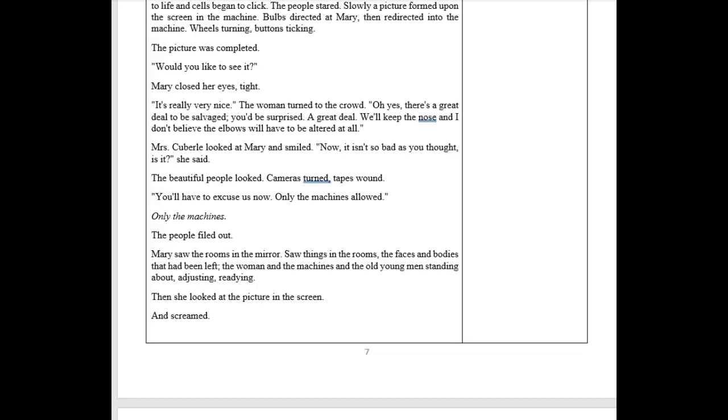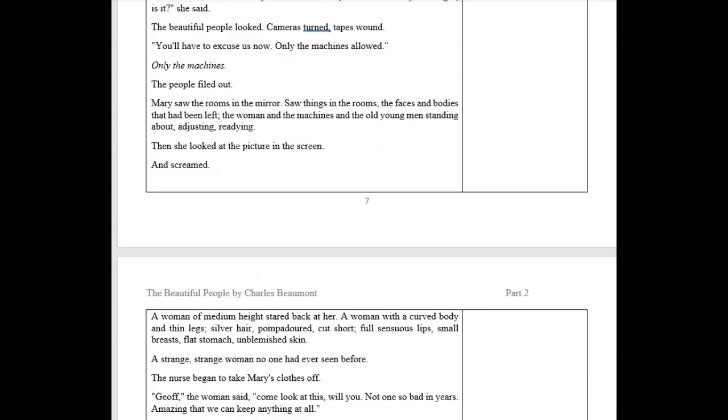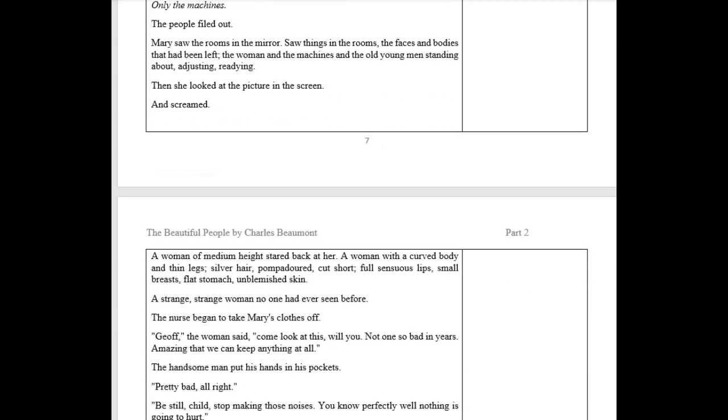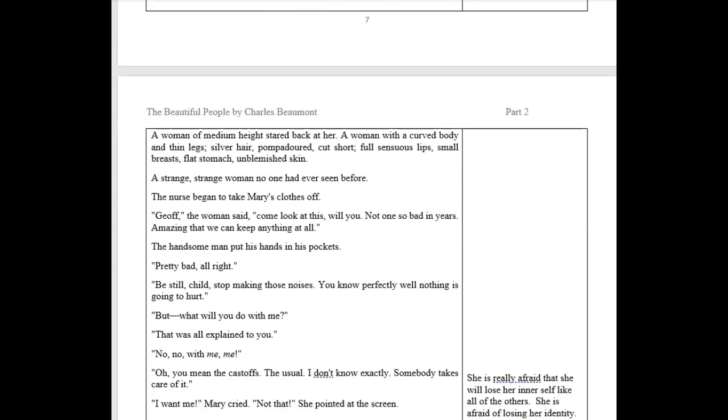Mrs. Cubrel looked at Mary and smiled. Now it isn't so bad as you thought, is it? she said. The beautiful people looked. Cameras turned, tapes wound. You'll have to excuse us now. Only the machines allowed. Only the machines. The people filed out. Mary saw the rooms in the mirror, saw things in the rooms, and the faces and bodies that had been left, the woman and the machines and the old young men standing about, adjusting, readying. Then she looked at the picture in the screen and screamed.